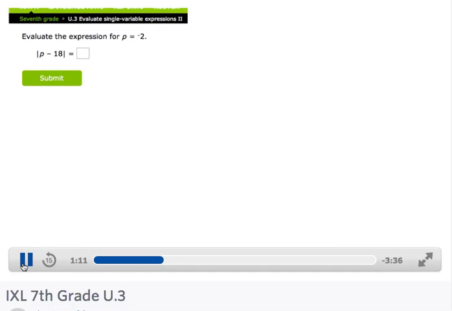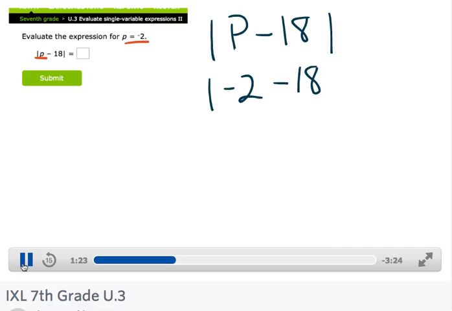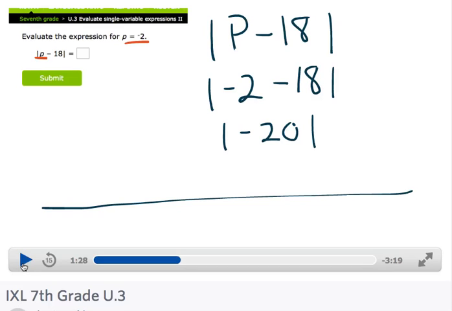Okay, looking at the next one, this one has absolute value. So absolute value of p minus 18, and we put in the value for p of negative 2. So the absolute value of negative 2 minus 18, negative 2 minus 18 is negative 20.